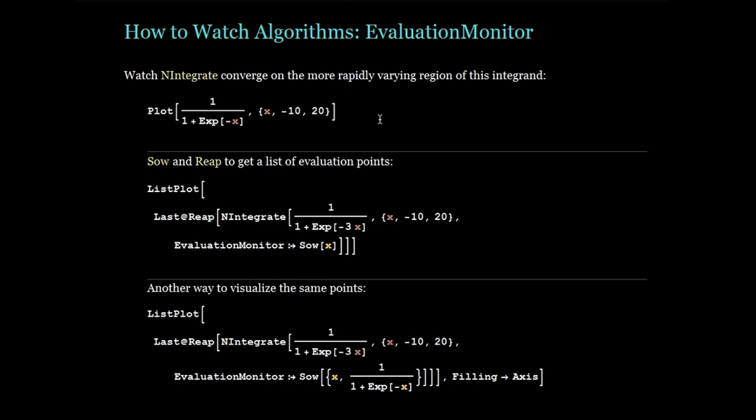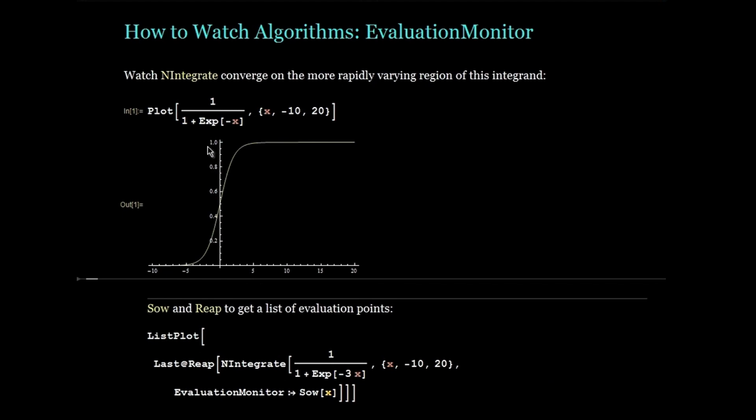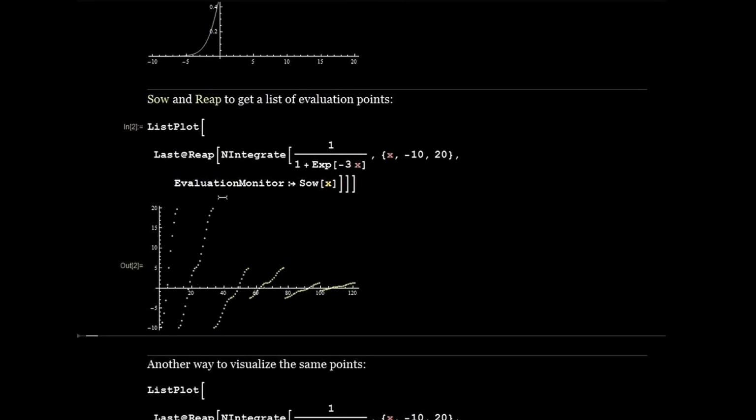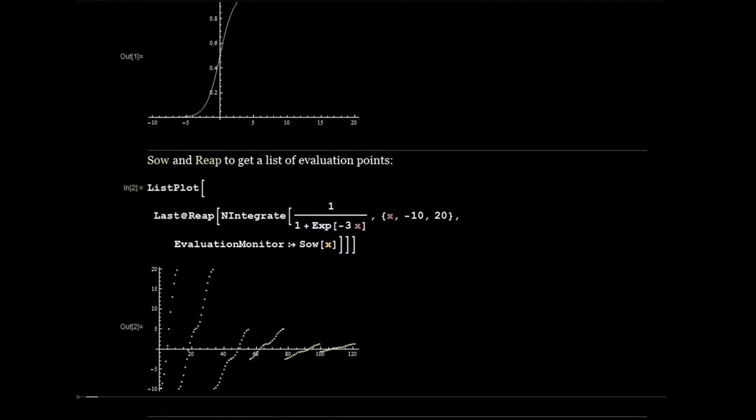Let's watch NIntegrate converge on the more rapidly varying region of this integrand, this region near x equals 0. At each evaluation, we Sow the value of x. At the end, we Reap the results and plot them. You can see the convergence of the adaptive method to the most rapidly varying region of the integrand near x equals 0.